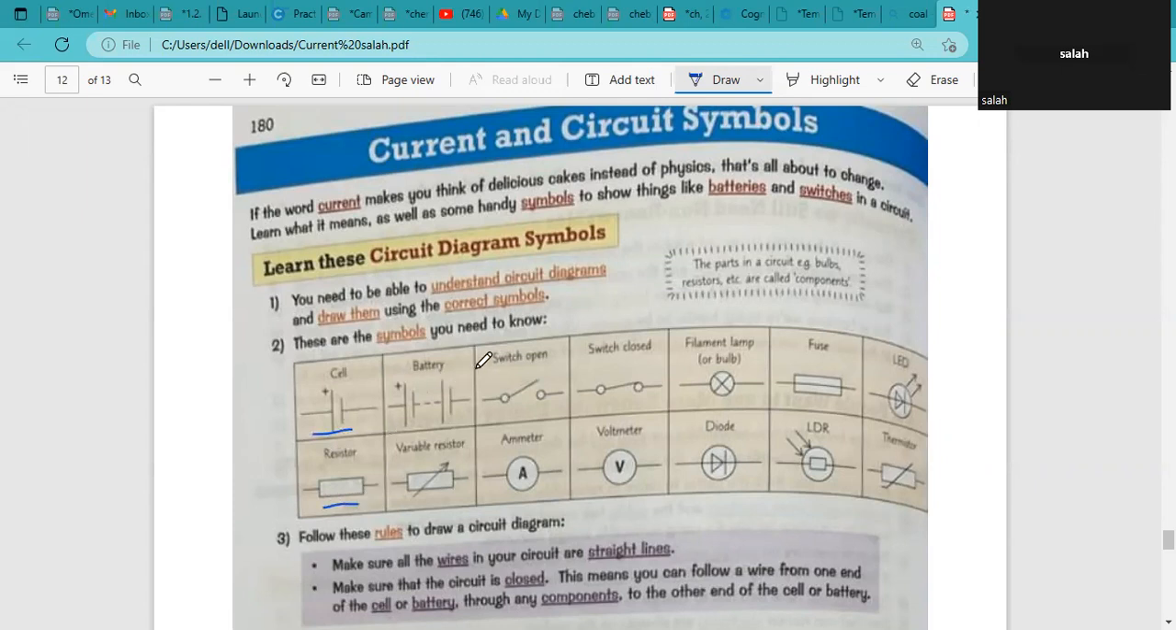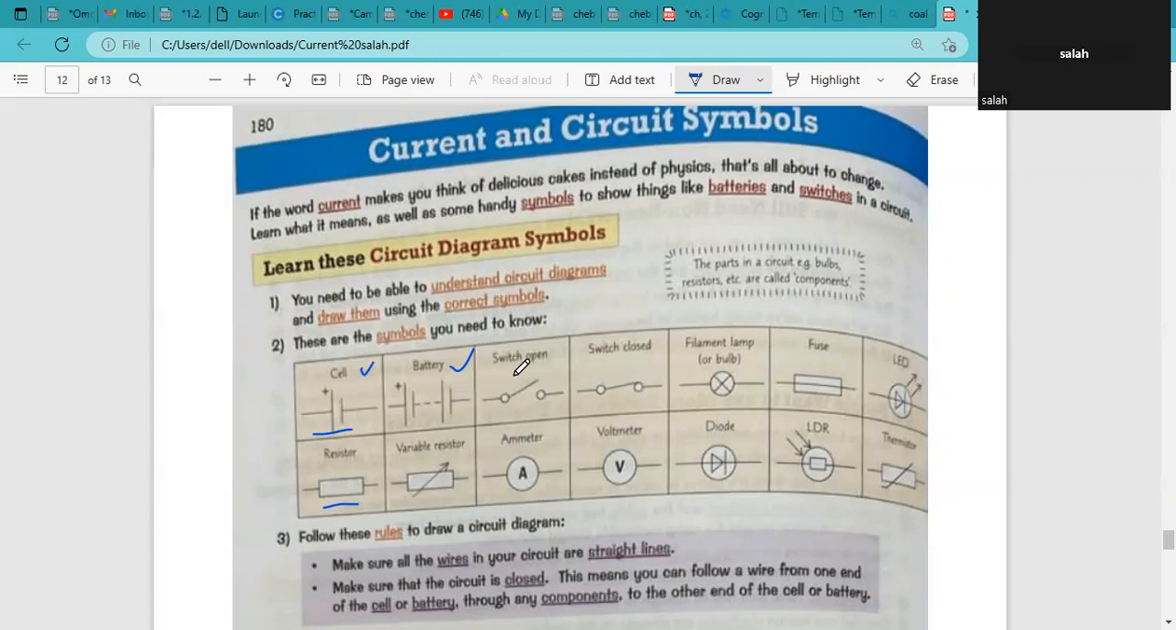When we draw electric circuit diagrams, we use some kind of diagrams to represent different things. Like this is the symbol of a cell. The cell is the source of energy, the source of potential. We represent a battery with two symbols, because a cell is small and a battery is big, so we use a double symbol for battery and a single for cell. Next we have the symbol for the open switch.